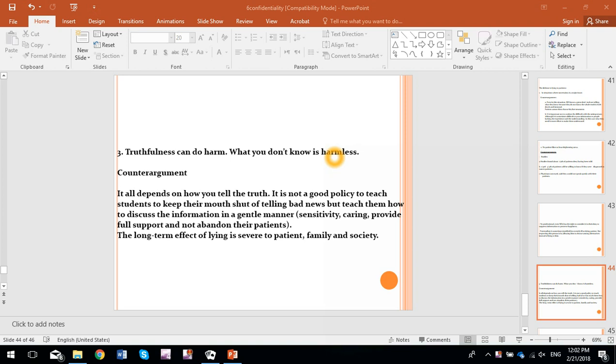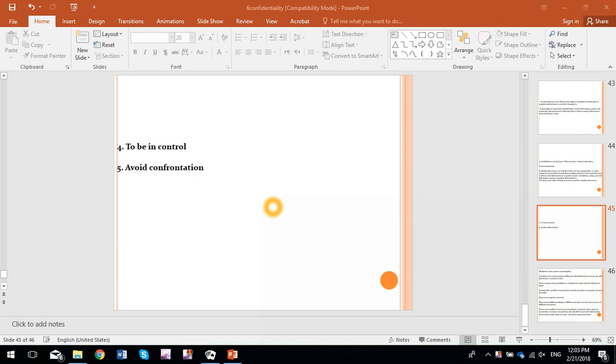Because there is a difference between talking to the patient with sensitivity while supporting him, we are both together with the disease, and telling him, well, this is your disease, as if you are informing him of something you have no part in. So there are issues of sensitivity, caring, and support involved, especially when you talk about bad news with the patient. The long-term effect of lying is severe to the patient, family, and the society in all aspects of confidentiality.